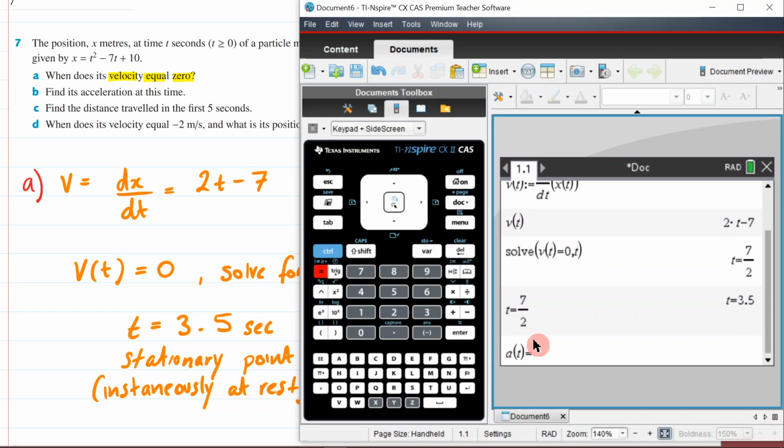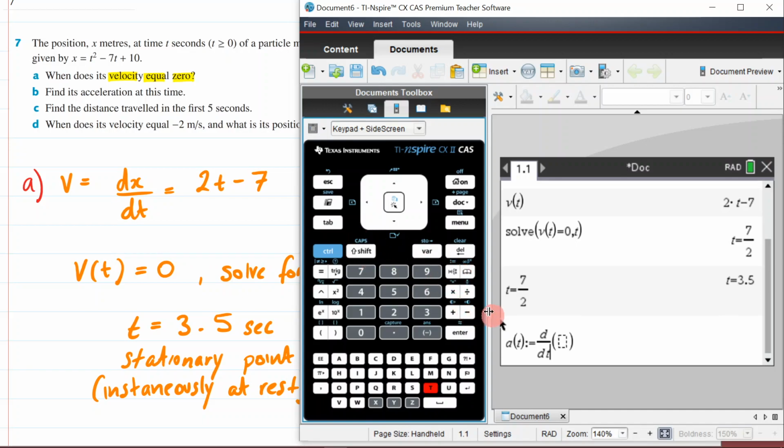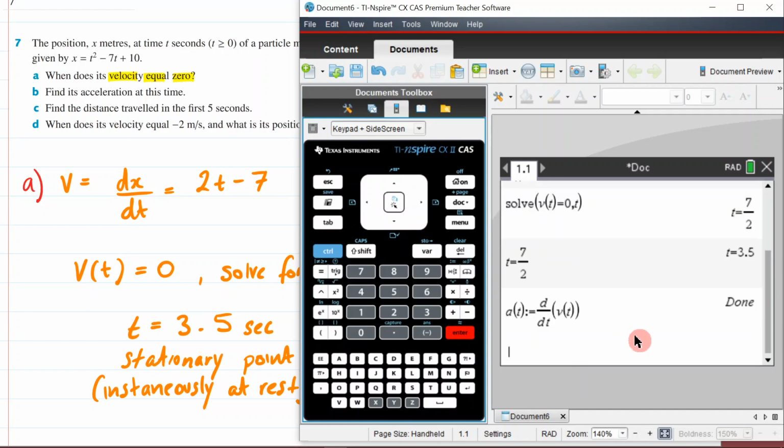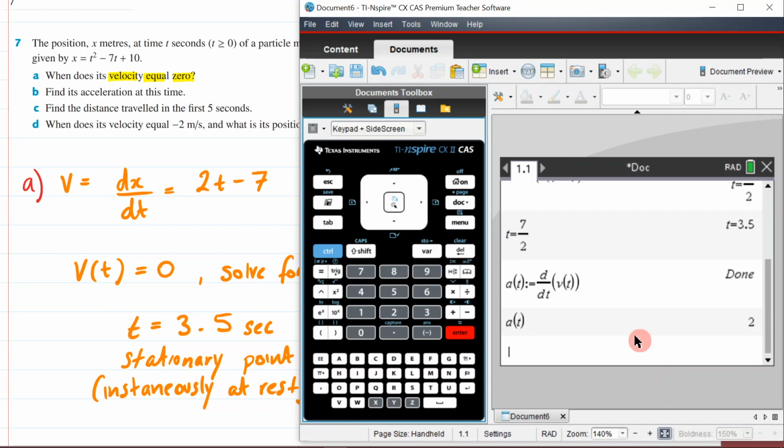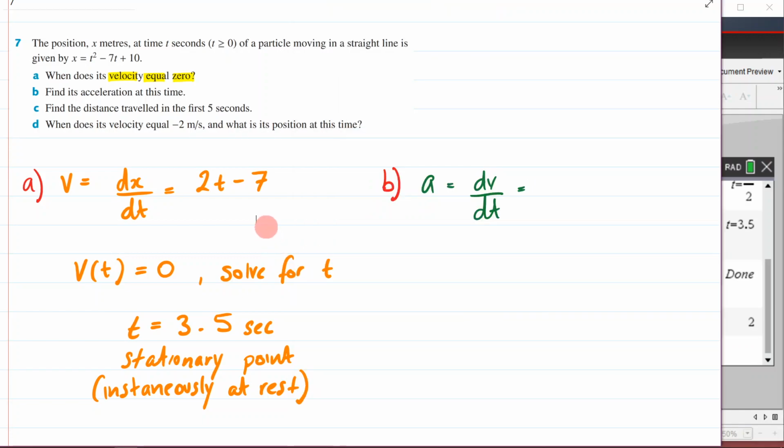A of t is going to be equal to, control equals to define, shift minus, differentiating with respect to t, and then this last thing right here will be my v of t, because I'm differentiating velocity to get my acceleration. So that means acceleration will be 2. Therefore, 2 meters a second squared at all times.